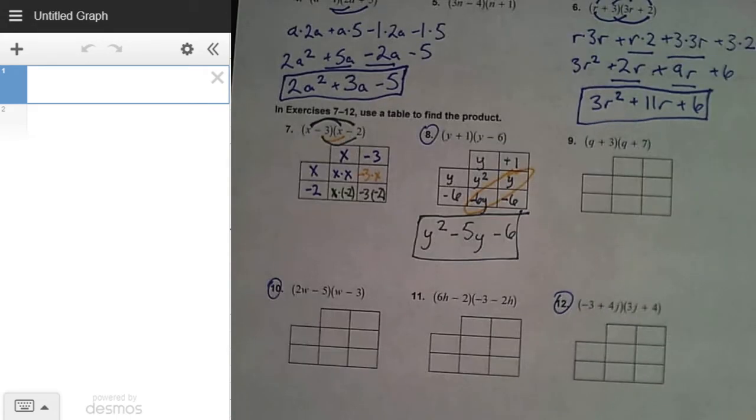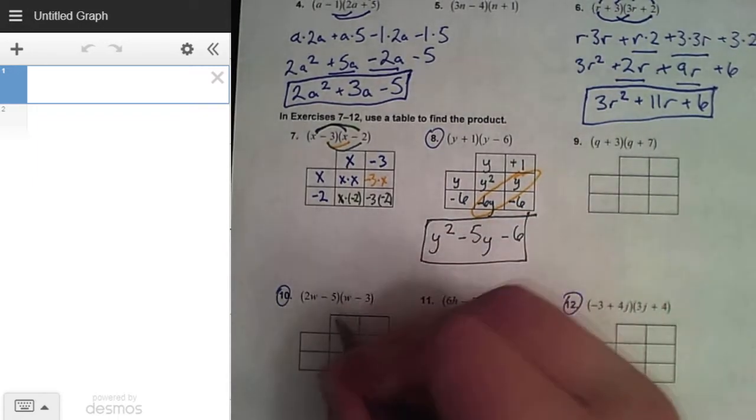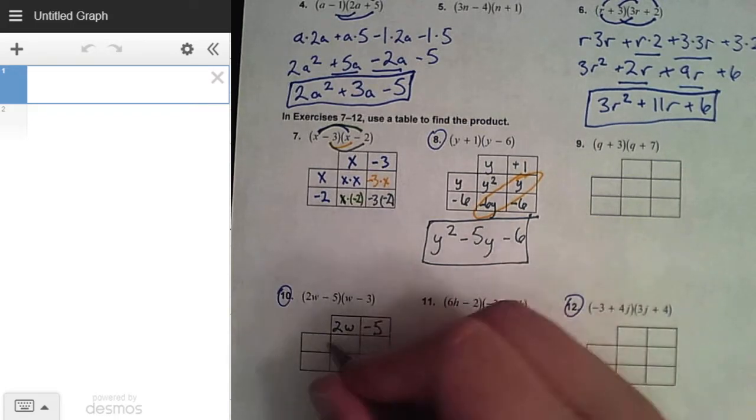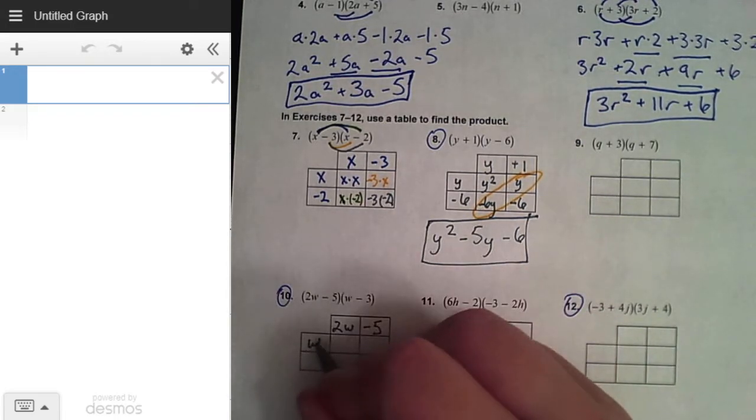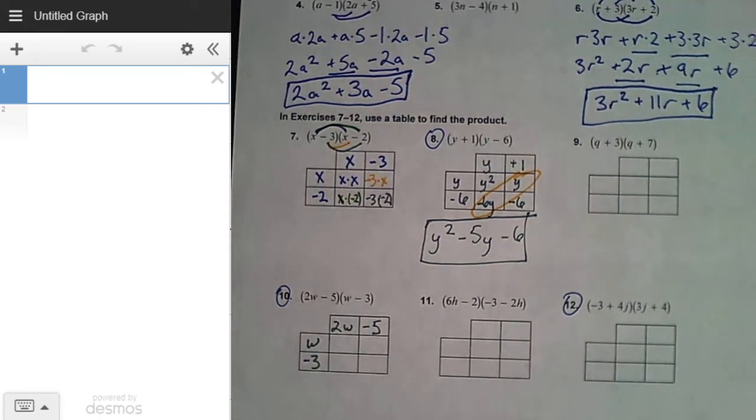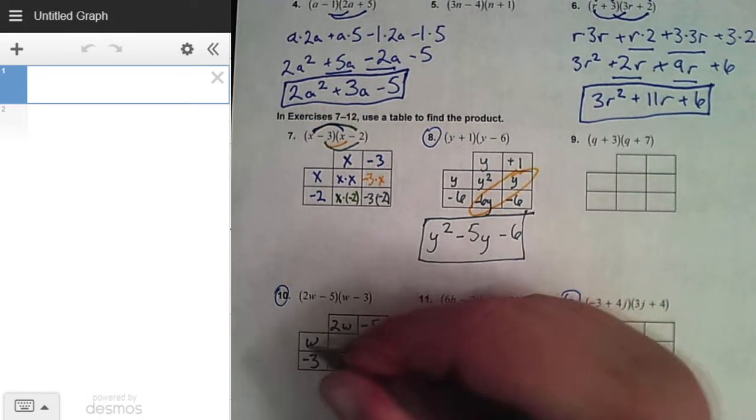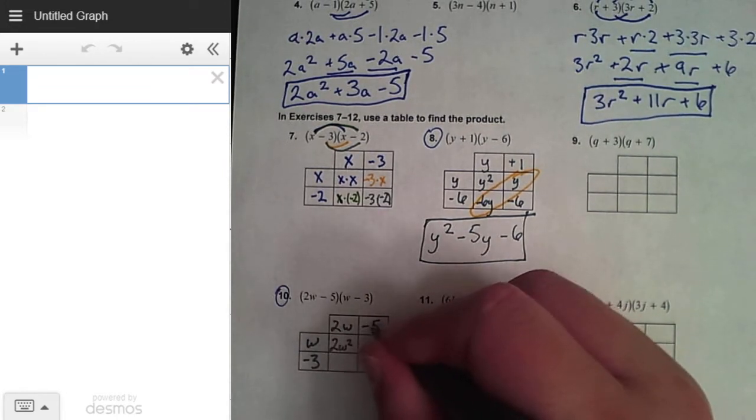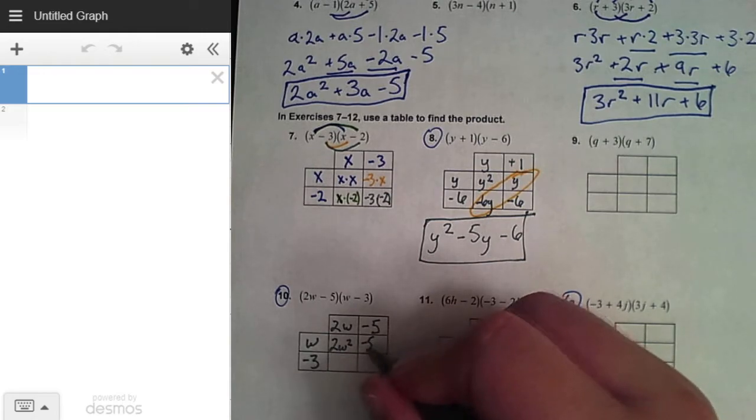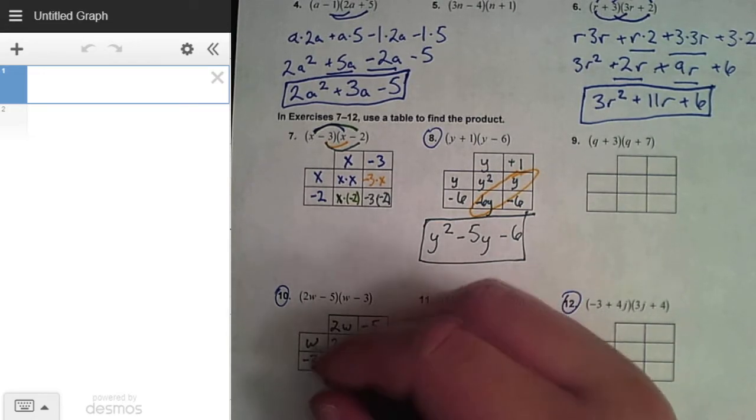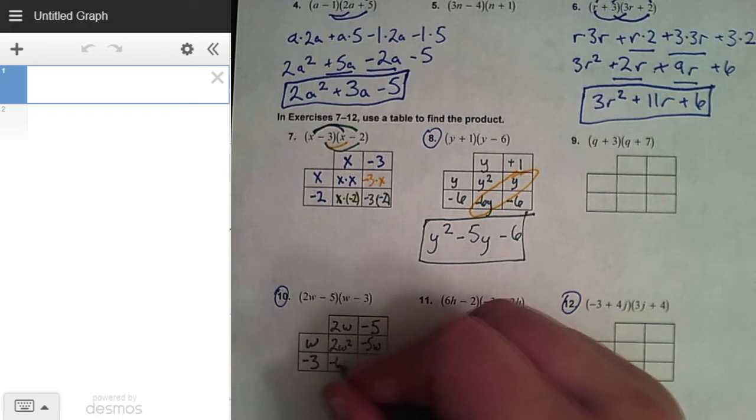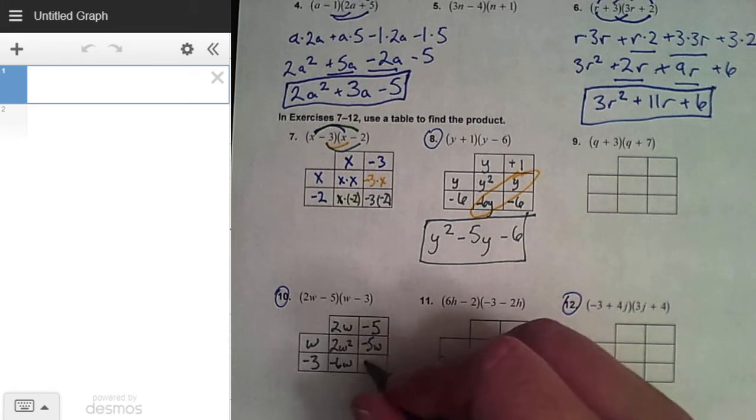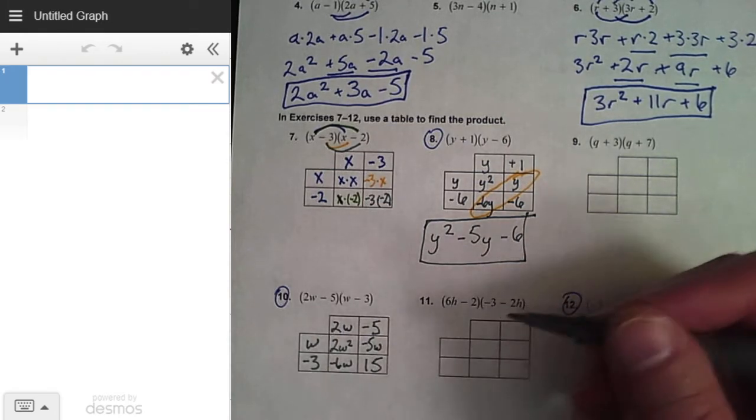Let's try number 10. So again, 2w minus 5. We're separating those terms. w minus 3. 2w times w, 2w squared. W times negative 5, negative 5w. 2w times negative 3, that'll be negative 6w. Negative 3 times a negative 5 will give us a positive 15.